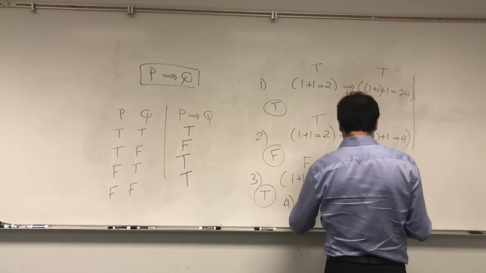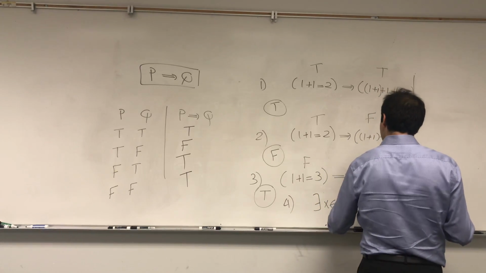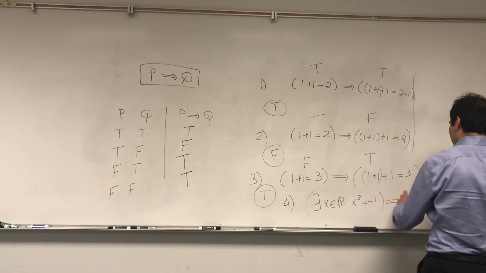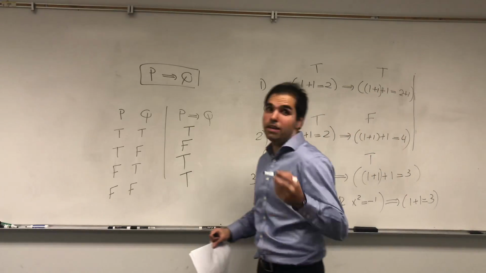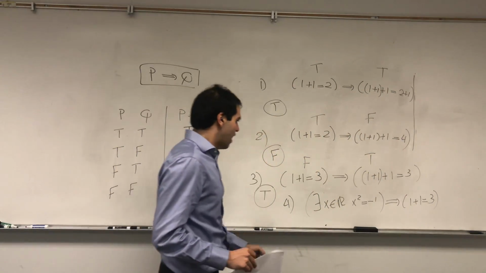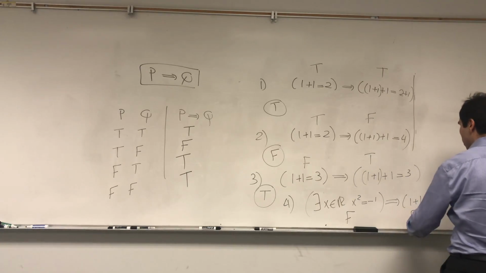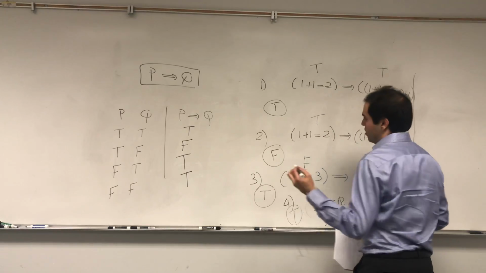Lastly, false implies false. What about this? There exists some real number x such that its square is minus 1, implies 1 plus 1 equals 3. And that's just complete gibberish. But again, it's technically not false because we just started from a false step, right? And therefore, this is also true.